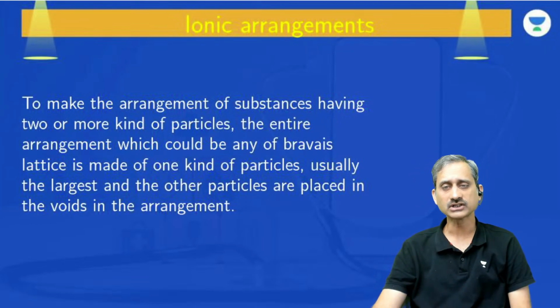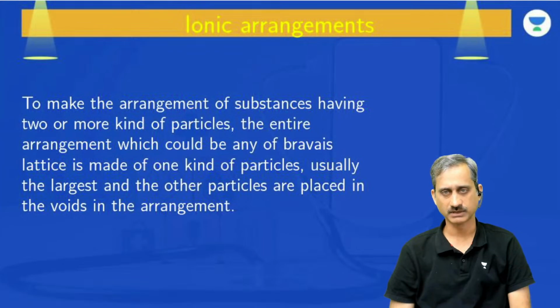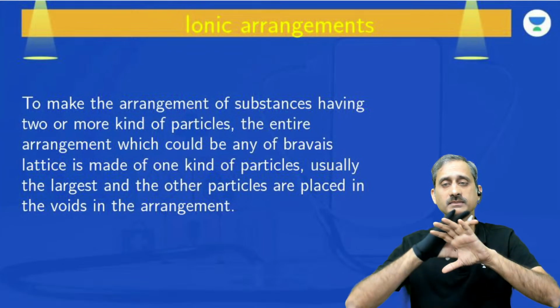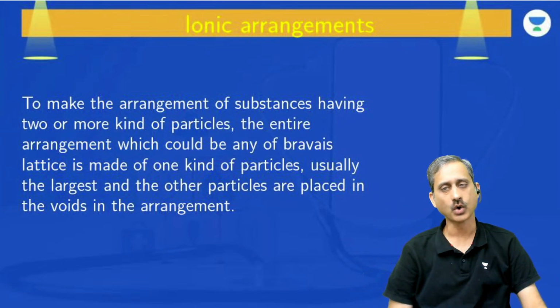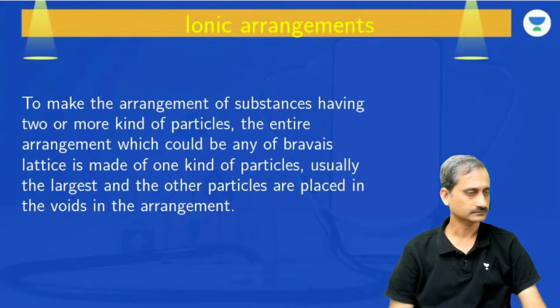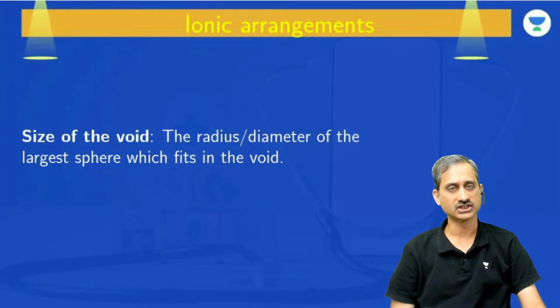So, now if we are talking about the large particles, we have the cation and anion. Most often, the anion is the large particle. So what we do is we make the entire arrangement of the anion and we place the cation in the voids of the anion. Is it clear? So this is what we have as the arrangement.